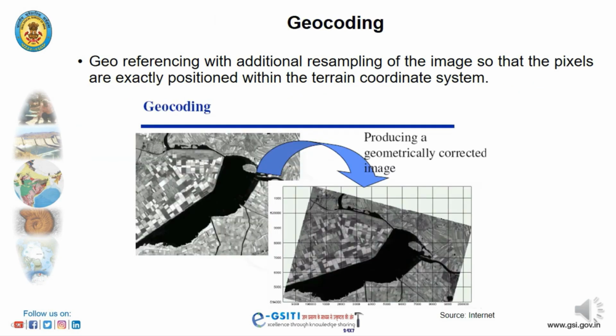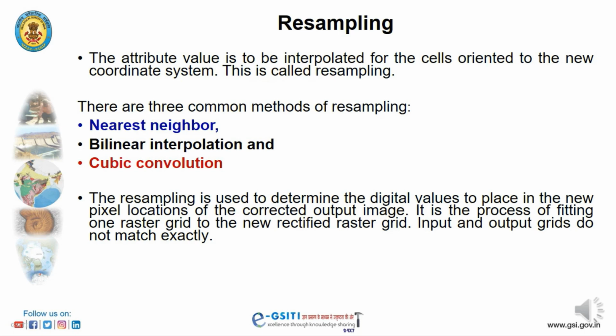What is geocoding? Georeferencing with additional resampling of the image so that the pixels are exactly positioned with the terrain coordinate system. That particular process we call geocoding. Let's see what those resampling methods for geocoding are. The attribute value is to be interpolated for the cells oriented to the new coordinate system, which is called resampling. There are three common methods of resampling: nearest neighbor, bilinear interpolation, and cubic convolution.